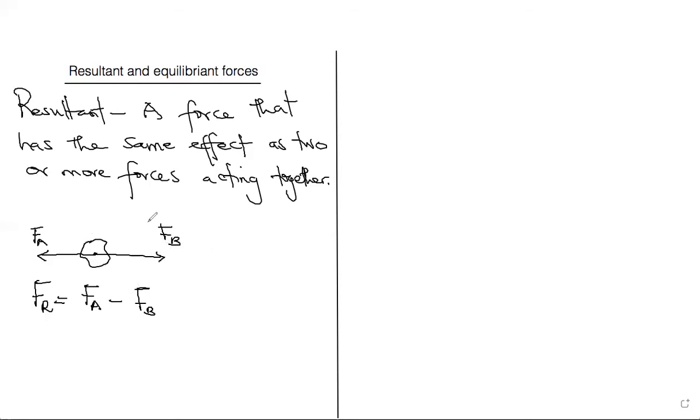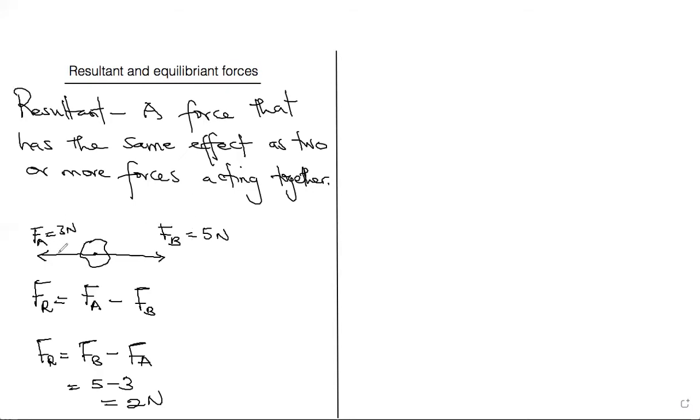So let's say Fb is 5 newtons and Fa is 3 newtons. The force that this object will feel, Fr, will be Fb minus Fa, because Fb is bigger. So 5 minus 3 is 2 newtons. It's going to feel a force of 2 newtons that tends to move it towards the right, because the direction of the resultant will be the direction of the bigger force. So the object will move towards the right.